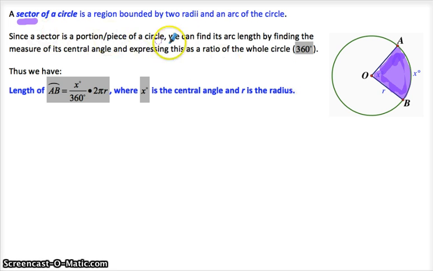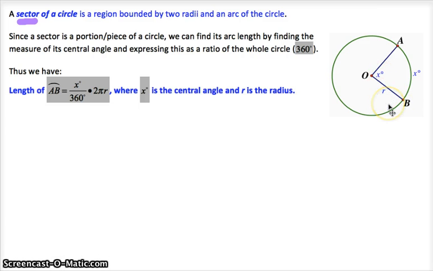Since the sector is a portion of a circle, we can find its arc length. I should get rid of the purple because now you can't see what I had in there. You could find the length of that by finding the ratio that this angle is, notice these are the same. This is x degrees because it's the central angle. The arc out here measures the same.